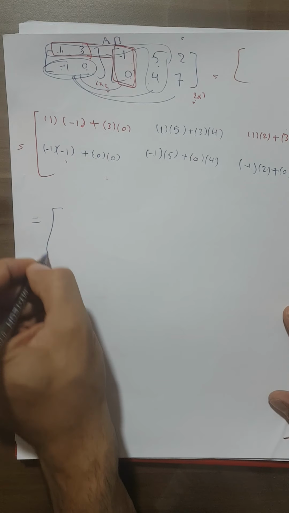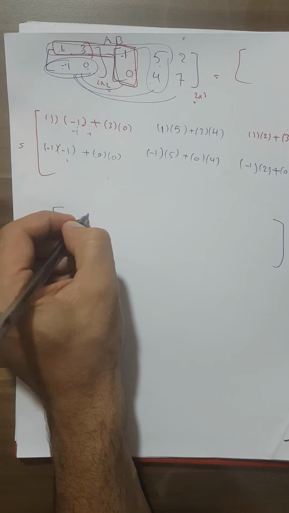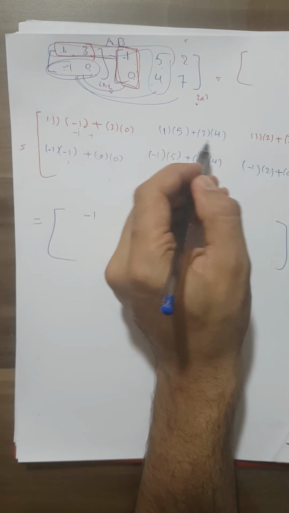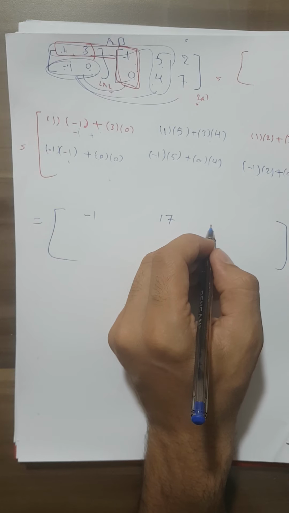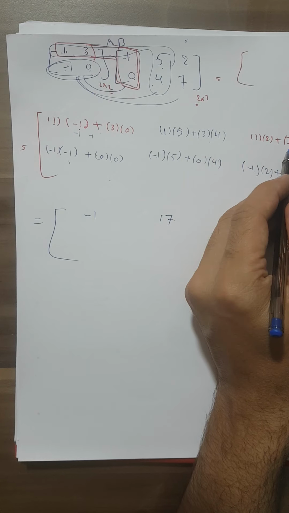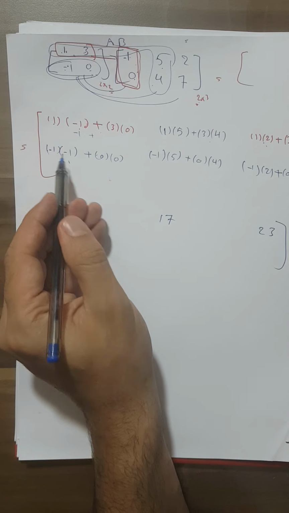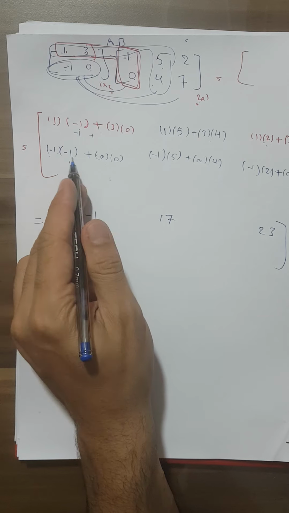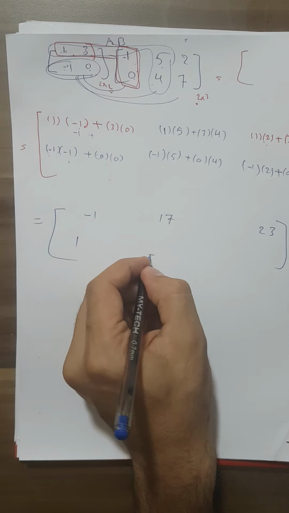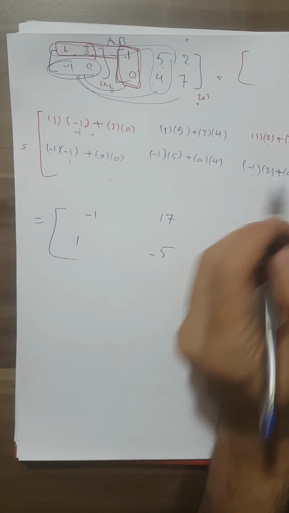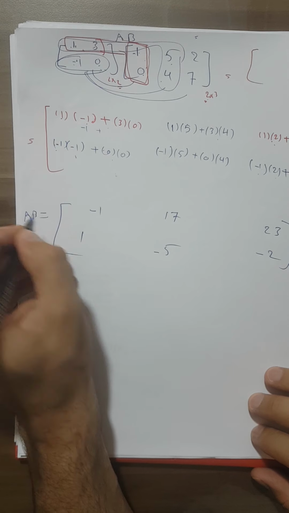Now it's time to do it yourself. 1 by minus 1, minus 1. 3 by 0, 0. So I will get minus 1. 1 by 5 plus 12. 5 plus 12 is equal to 17, right? 1 by 2, 2. 2 plus 21 is equal to 23. Minus 1 plus 0 is equal to minus 1 by minus 1, 1. 1 plus 0, 1. Minus 5 plus 0, minus 5. Minus 2 plus 0, minus 2. That's the multiplication of A, B.